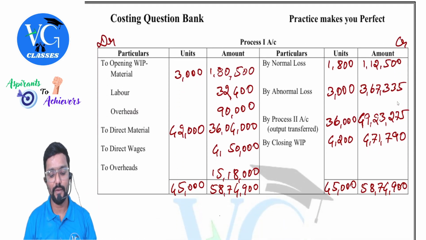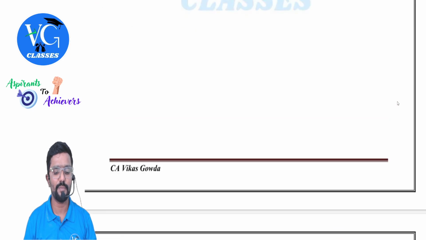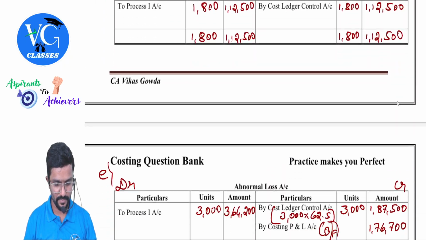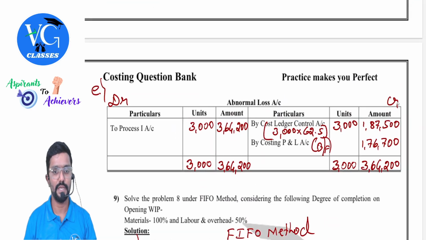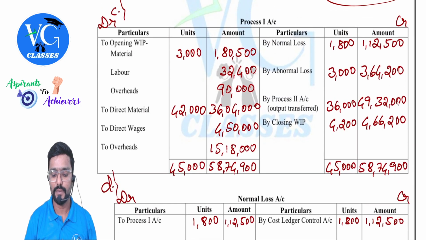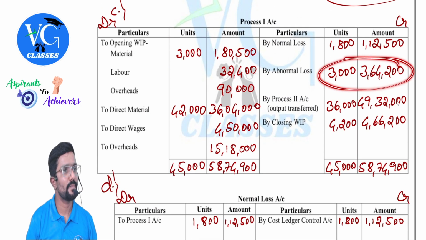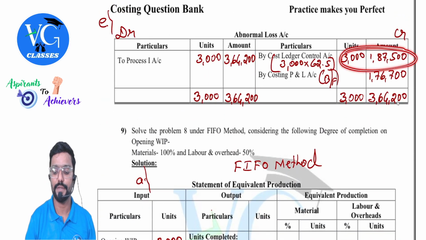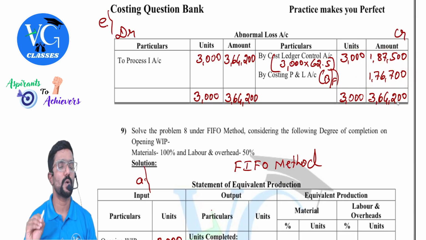And if there is any scrap value of abnormal loss, then you will record it separately, guys. First, write whatever you have transferred from process, that is, this figure has to come there. Then, if there is any scrap value of abnormal loss units, record it here. And the balance net loss, transfer it to costing P&L account.